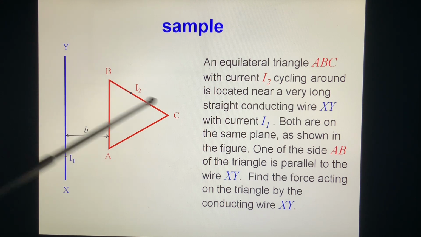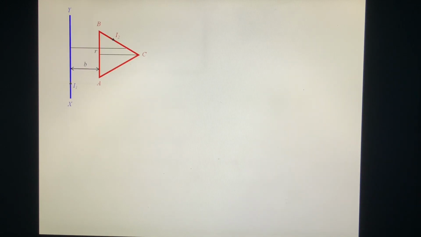This is the current I2. Now, let's see that you have three lines of equal length. We look at AB. The force on AB should be perpendicular to B. The B produced by XY, by the right-hand rule, is perpendicular to the page, into the page. And I cross B by the right-hand rule is this direction. So the AB line exerts a force F towards the wire, in the same direction.